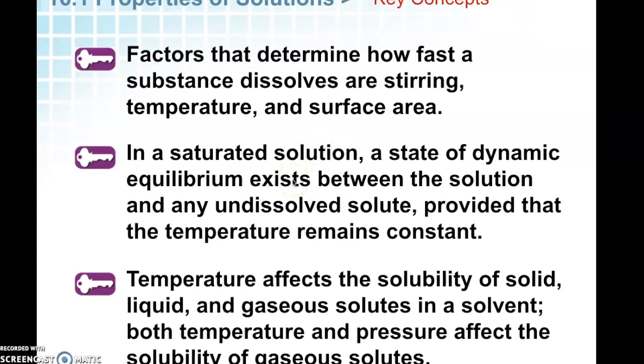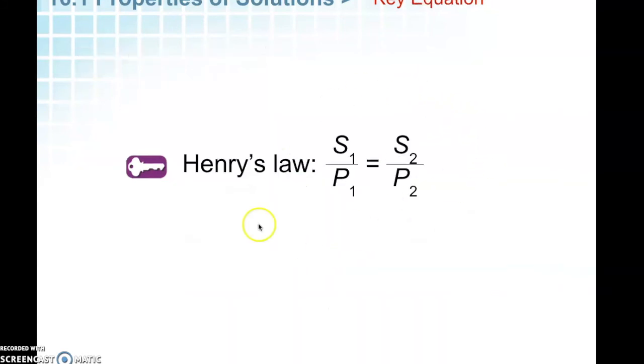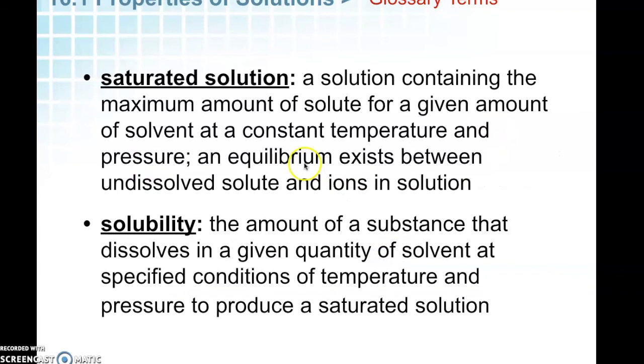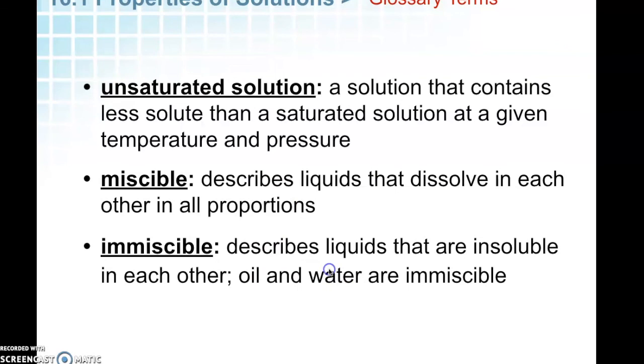Factors that determine how fast a substance dissolves are stirring, temperature, and surface area. In a saturated solution, dynamic equilibrium exists as long as temperature remains constant. And temperature affects the solubility of solid, liquid, and gaseous solutes in a solvent. Both temperature and pressure affect the solubility of gaseous solutes. Henry's law, which we did an example of. Terms: saturated solution means it has the max amount of solute in a given solvent at a given temperature. If we want to dissolve more, usually we have to increase the temperature. Solubility tells how much dissolves, usually in grams per 100 grams of solvent.